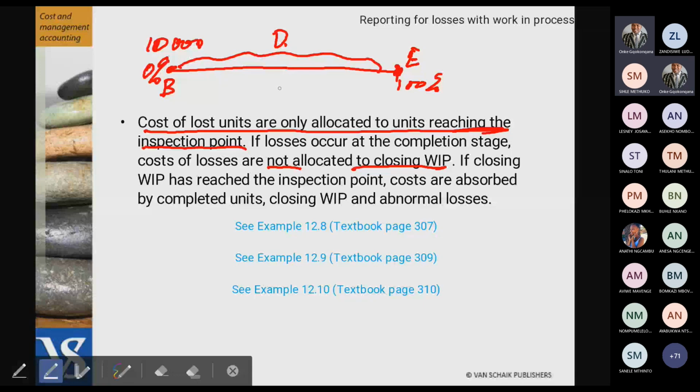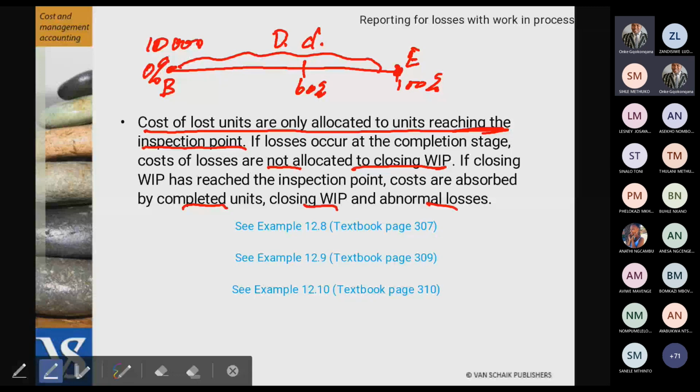And it may happen that at 60%, that's where your closing work in process is sitting. So you cannot share the normal loss cost to the closing work in process because these units have not yet reached 100%. But if closing work in process has reached the inspection point, costs are absorbed by completed units, closing work in process, and abnormal loss units.